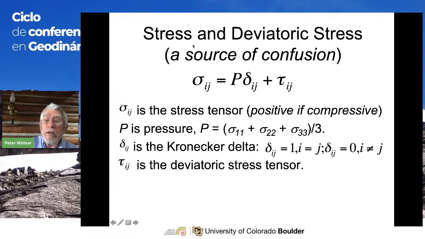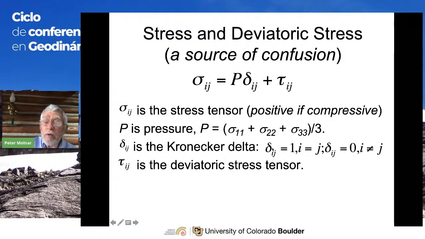And we often confuse stress and deviatoric stress. Structural geologists often get these confused. Stress is the sum of the pressure, P is pressure, and the deviatoric stress. The deviatoric stress is stress without the pressure. So stress is the stress tensor, and here I've been using it as positive if compressive, but that's an arbitrary choice on my part. The pressure is the sum of the three principal components of stress, sigma 1, sigma 2, sigma 3, divided by 3. It's just the average of those.